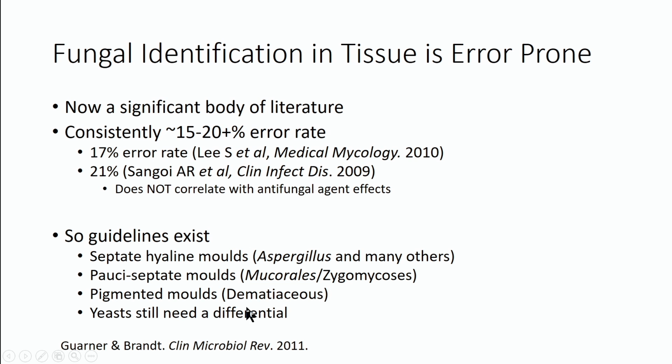And so there are evidence-based guidelines that have been developed. Our colleague Jeanette Guarner at Emory and Mary Brandt have published these in a wonderful review. We try and break down the molds into septate hyaline molds, which includes Aspergillus and others. The pigmented molds are the Dematiaceous molds, and that includes organisms like Alternaria, but frankly, you often don't see the pigments. And so these two groups have a fair amount of crossover. And then finally, there are the pauciseptate molds, which really don't have septations except at branch points. And those are the Mucorales of the zygomycoses. So we try and put these into broad categories, but it still matters even within the septate molds.